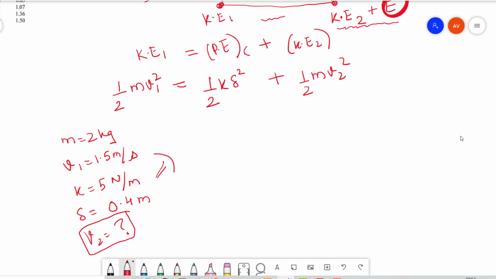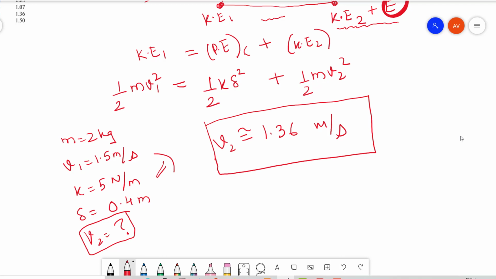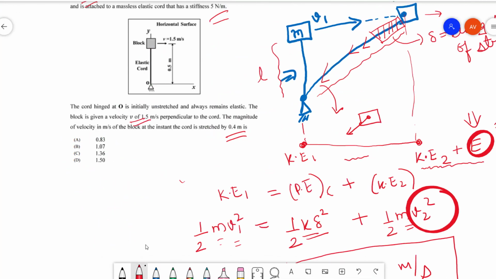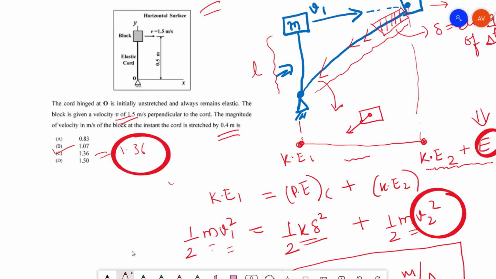If I use these values in this equation, I will get v2 to be roughly equal to 1.36 meter per second. So this is your answer. Please note all these values are given, so you just need to find v2 from this equation. That's it. So now let's check our answer. Our final answer, which is 1.36, is option C. I hope everybody understood this problem.